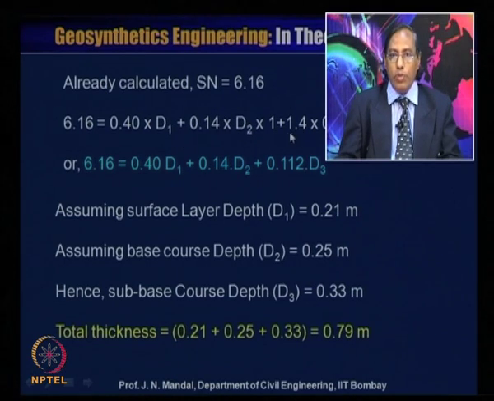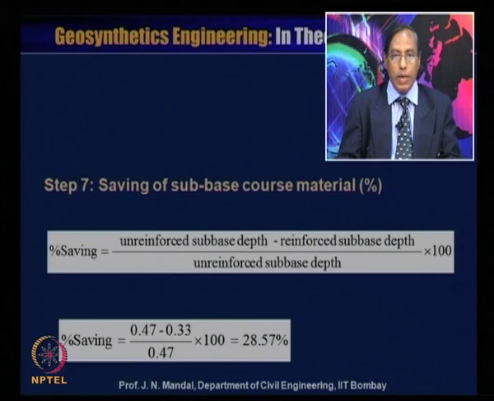So, if we substitute this LCR value equal to 1.4, you can again calculate, assuming the surface layer depth D1 0.21 meter and base course depth D2 0.25 meter and subbase course depth D3 0.33 meter. So, total thickness will be 0.21, 0.25, 0.33, that means 0.79 meter. You can see that thickness has reduced due to the deployment of the geosynthetic material.